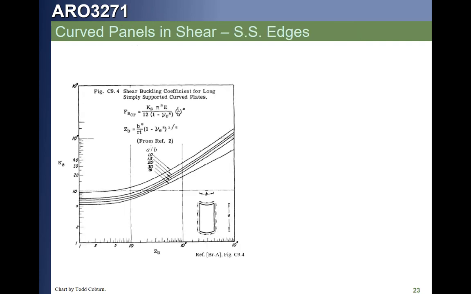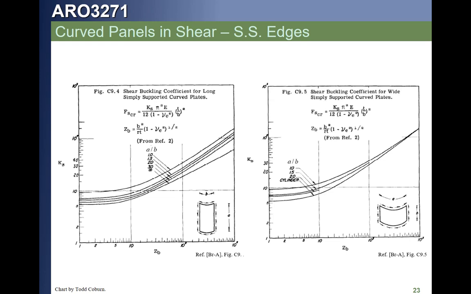If we have a simply supported edge, this is the condition we will most likely run across. We're going to also have 2 curves. One of them is for what we call a long panel, the other one what we call a wide panel. You're going to calculate your Z, you're going to calculate your A over B, you're going to get your K for that case using the appropriate equation, and then plug in to our critical buckling allowable.